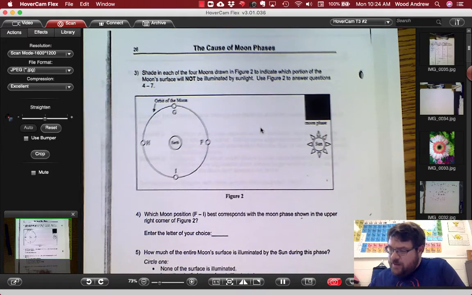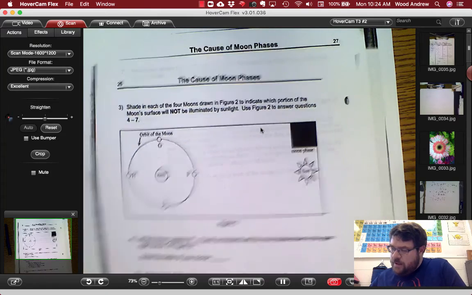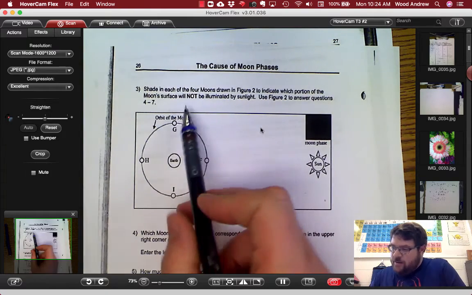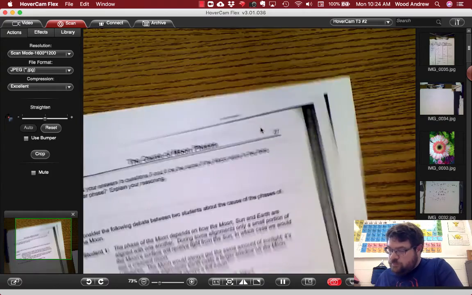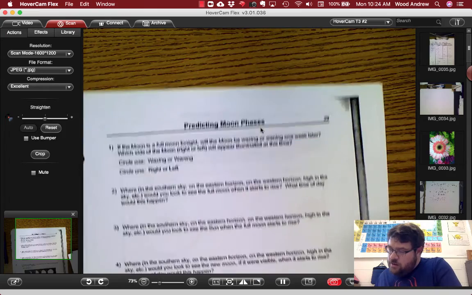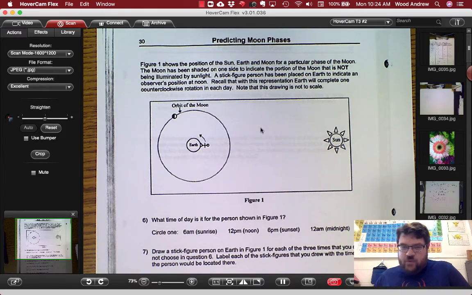Kind of talked about that already. We're going to skip over that section. Again, just reminding you that, hey, half of the moon is going to be illuminated the entire time. Oh, this one's interesting. Again, we kind of talked about this as well.